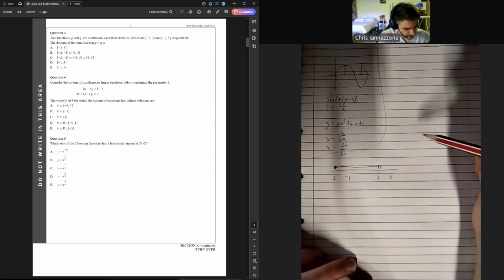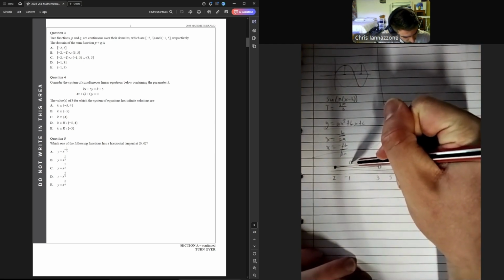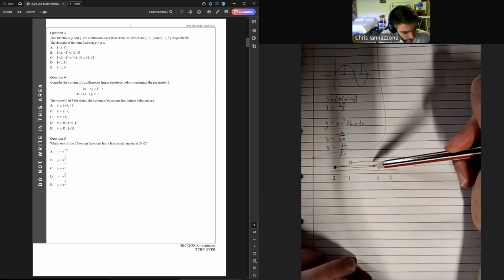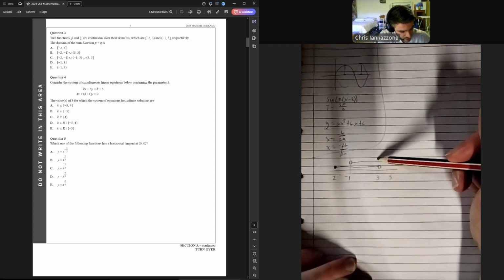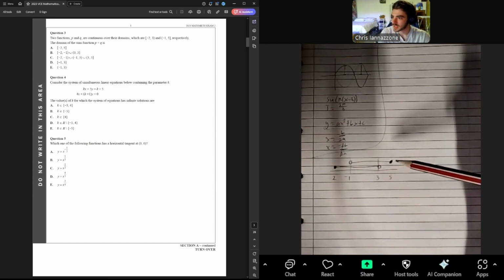And then -1 to 5, well, -1 is not included and 5 is included. So when you do the sum of the functions, it has to be the intersection of the domains. So it's going to be from -1 to 3, right? So -1 to 3 would be E in this case.